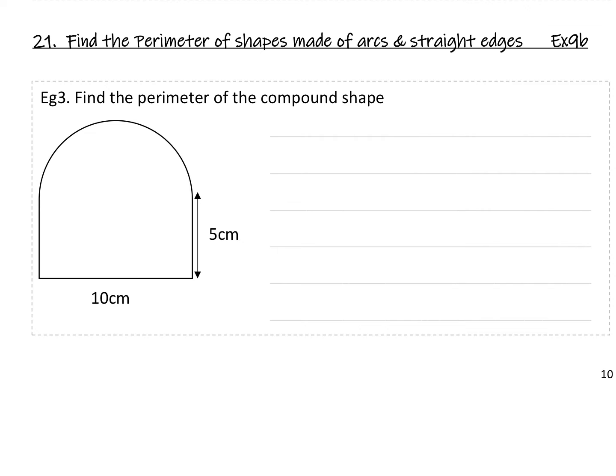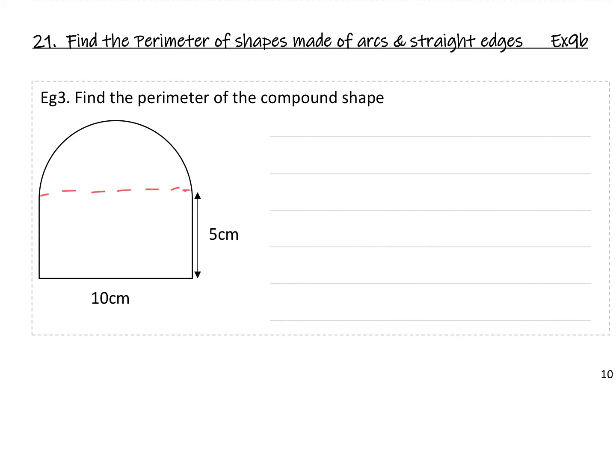Example 3. Find the perimeter of the compound shape. The compound shape I can see is made up of two shapes. It's made up of a rectangle and a semicircle. So I'm just going to draw in, it's not part of the perimeter, this line here which represents the diameter of that semicircle, and also the top of that rectangle. And then we can go from there.